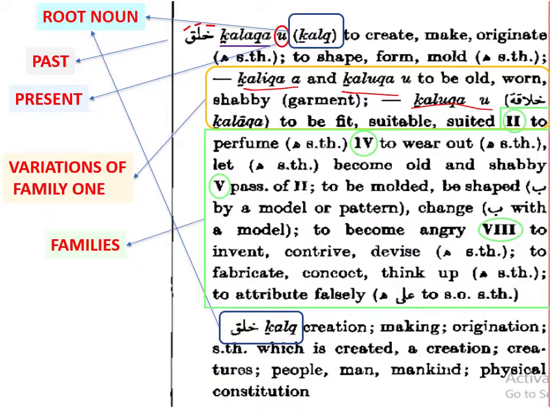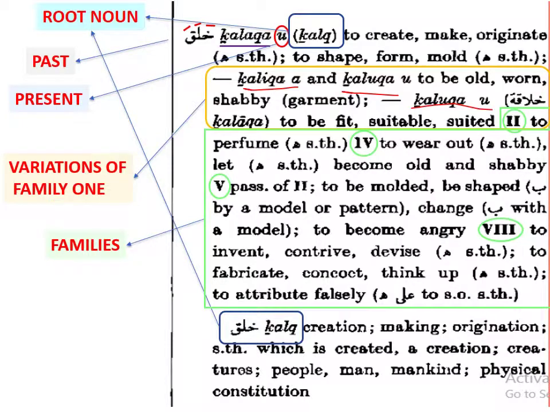Then from the Roman numerals to the end of the paragraph, it's all going to be different families. It uses numbers 2, 4, 5, and 8 for this verb. So not all root letter combinations include all 10 families. Most of them have a few families, but not all 10, and you get some that do feature on all 10 families of the verb.